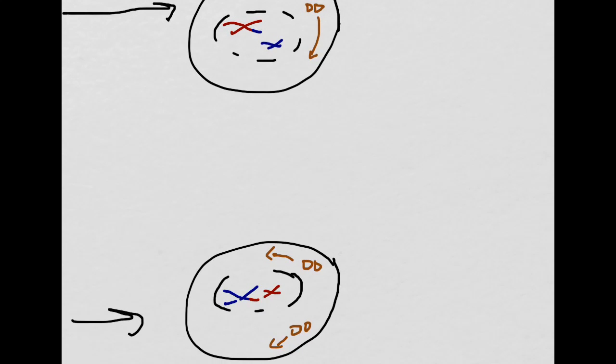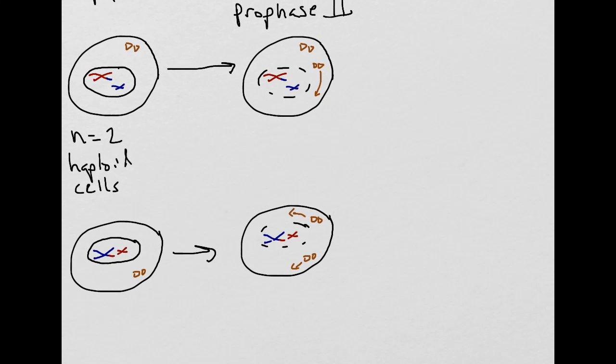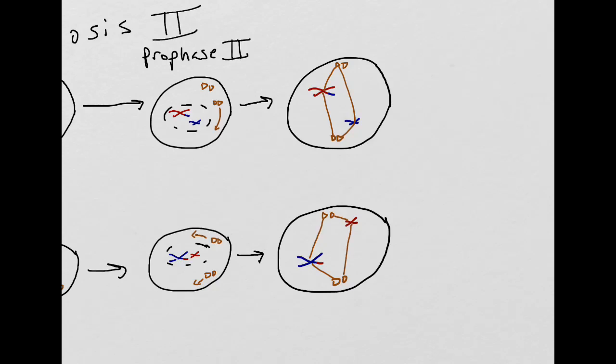The spindle apparatus is going to start attaching to the chromosomes and begin moving them around. So once those are attached to the chromosomes, let's draw that out. Once those spindle fibers are attached to the chromosomes, they're going to begin playing that tug of war, trying to get those chromosomes to line up on the equator, or on the metaphase plate. Okay, so here we're at the end of prophase 2. We're ready to go into metaphase, so let's go.